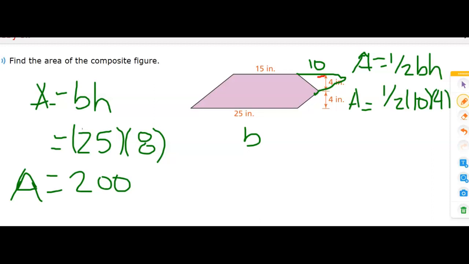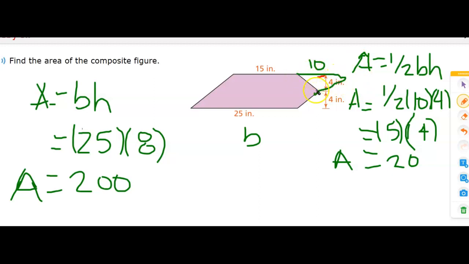And then because we're multiplying straight across, you may multiply these numbers in any order, and you should still get the same answer. So 1/2 times 10 is equal to 5. And then I'm left with 5 times 4. And then 5 times 4 is 20. So the area of this triangle here is 20.